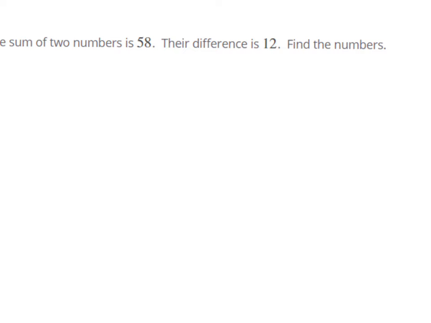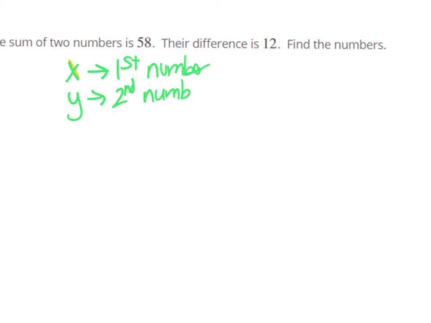Okay, so let's start off with this one. It says the sum of two numbers is 58 and their difference is 12. So we have these two numbers, and for lack of any other good reason, I'll just go ahead and use x and y as my variables. So x is going to be the first number, and y is going to be the second number. Now, you've been working with systems of equations, so that's why I'm always going to end up with two variables when I do these problems.